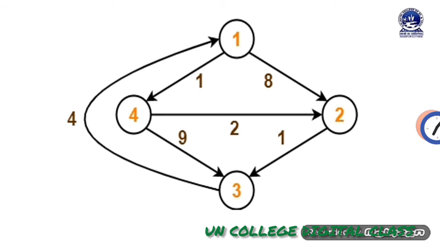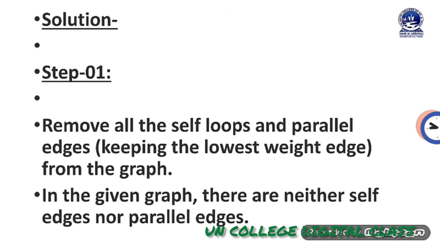Now here I have used one directed graph. You can see that the graph consists of 4 vertices 1, 2, 3, 4 and a number of edges. Now I am going to solve this particular all pair shortest path problem step by step. At the first step, we remove all the self loops and parallel edges, keeping the lowest weight edge from the graph.